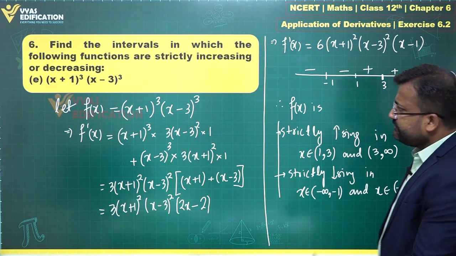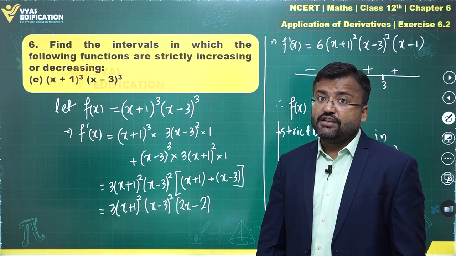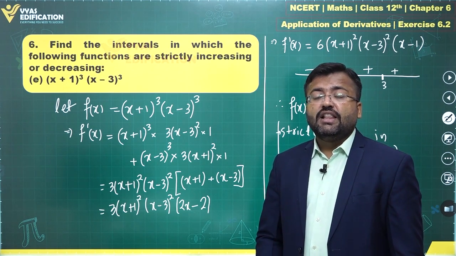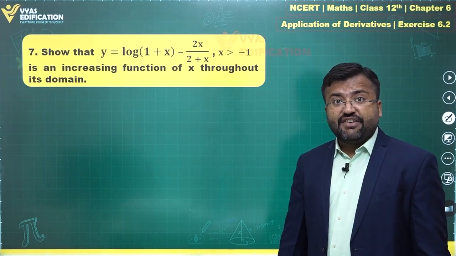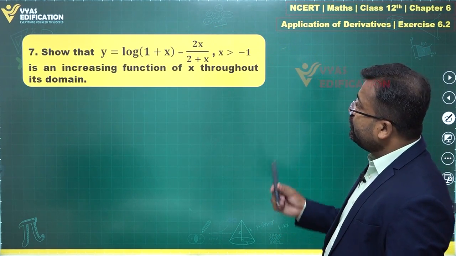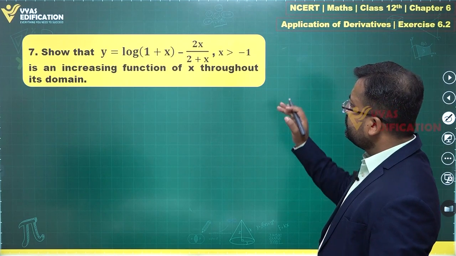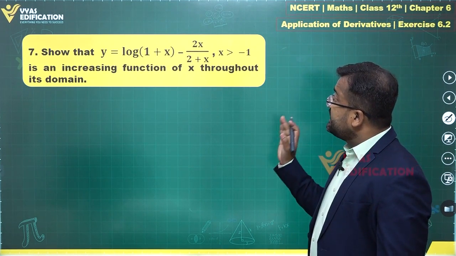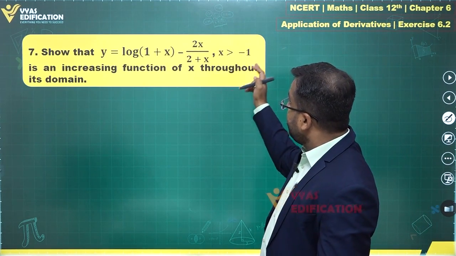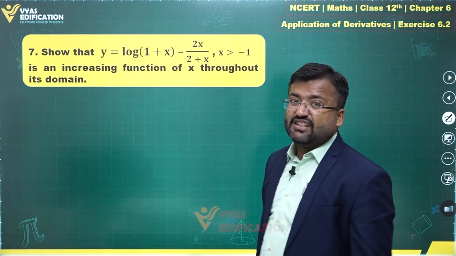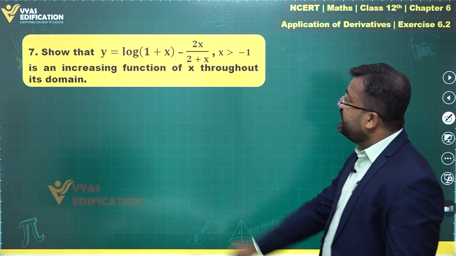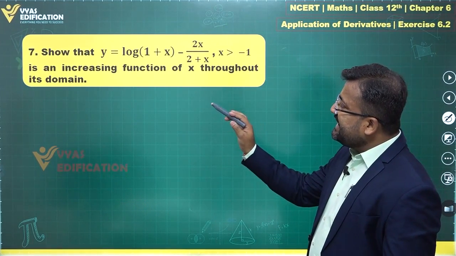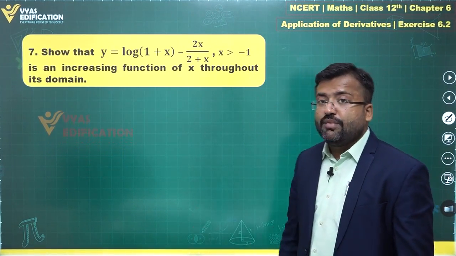And yes, this is all that you have in this question. Let's move on to the next question after this. Question 7 says, show that y is equal to log of (1 plus x) minus 2x upon (2 plus x) for x greater than minus 1. Now, this x greater than minus 1 is required for defining this log, right? x plus 1 should be greater than 0. That is important, so we'll only deal with this interval. Show that this is an increasing function of x throughout its domain.